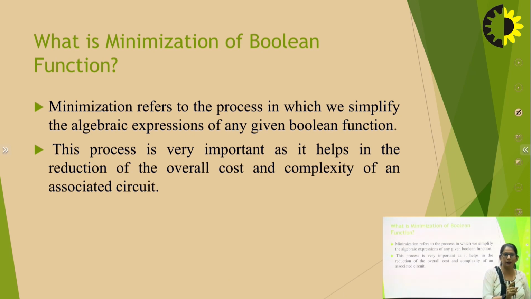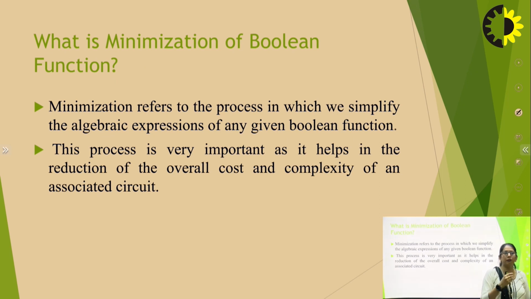What cost? Hardware cost. Why? Because the number of gates will get reduced. If the number of logic circuit gates gets reduced, then the circuit cost which we need to incur is automatically reduced, as well as its complexity. That's why the minimization of Boolean function is required.